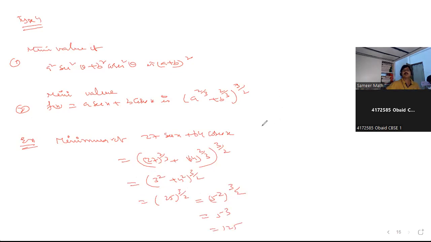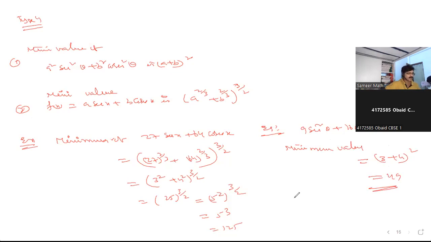Now the second example I'll take here: 9 sec²θ and 16 cosec²θ. So you can write minimum value. Minimum, maximum not possible. Minimum value is (a + b)², now what is a? 3, plus b, 4, whole square. That is 7 square, which means 49 we'll get. By using the formula, we did it.